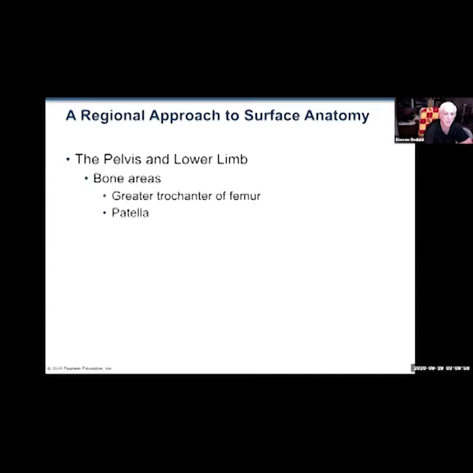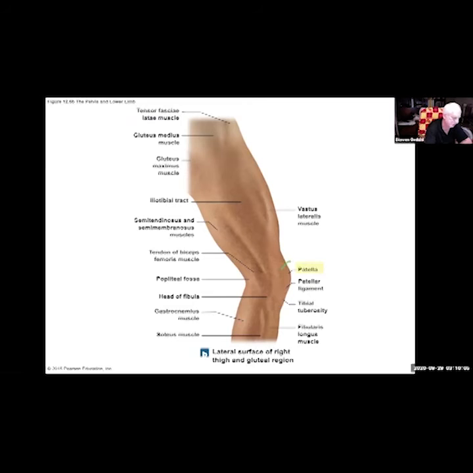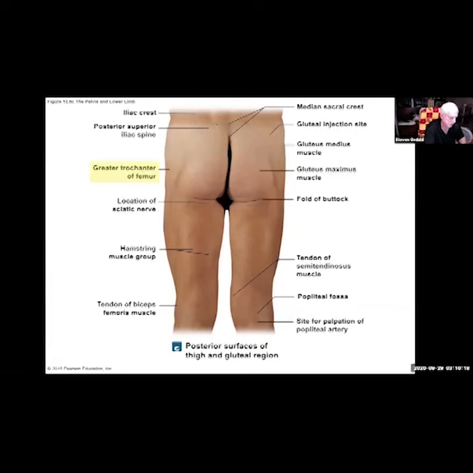Okay. Remember the greater trochanter of the femur and the patella bone. Okay. Here's the patella bone. It's your kneecap. And then the greater trochanter of the femur, you can feel the bone up the lateral side of your femur bone.